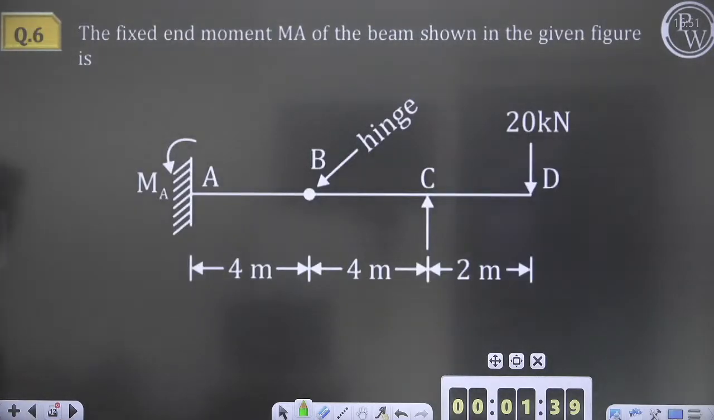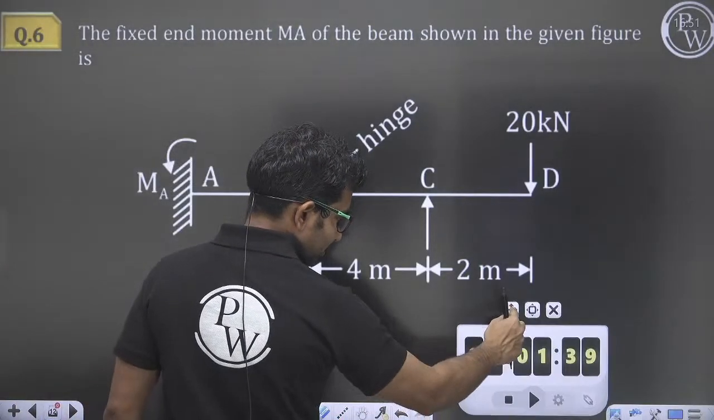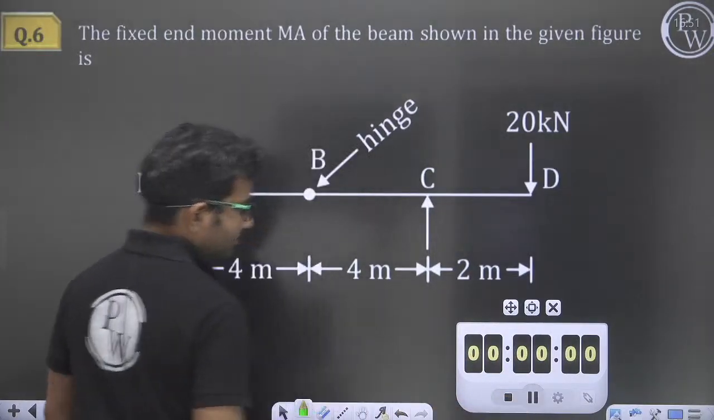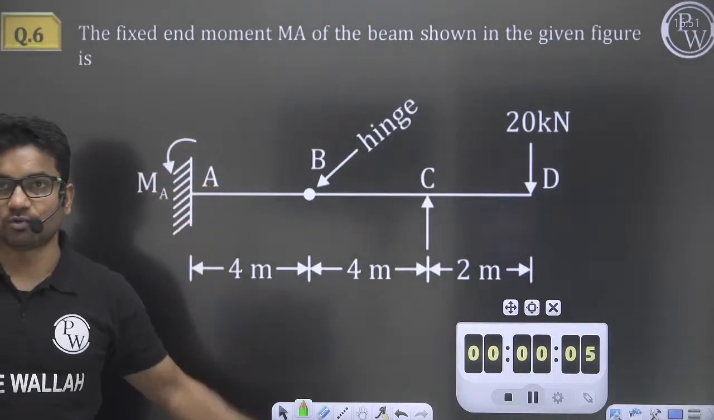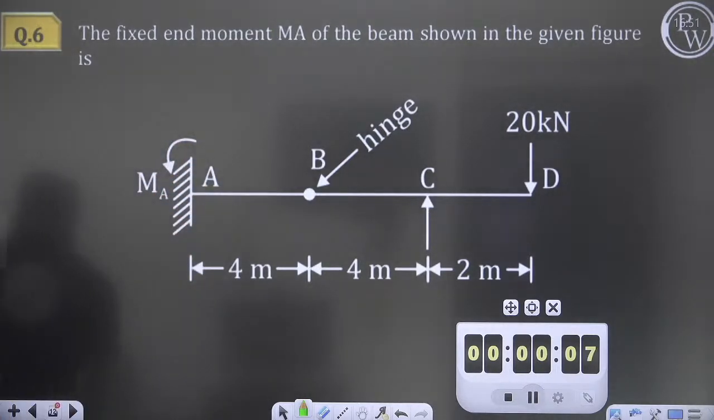Let's move on to the next question. Try to find out the bending moment at A, the fixed end moment MA. You have to find it out. Take 2 minutes for this question.